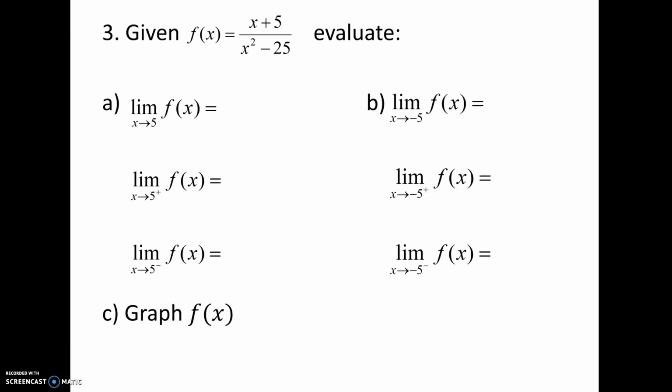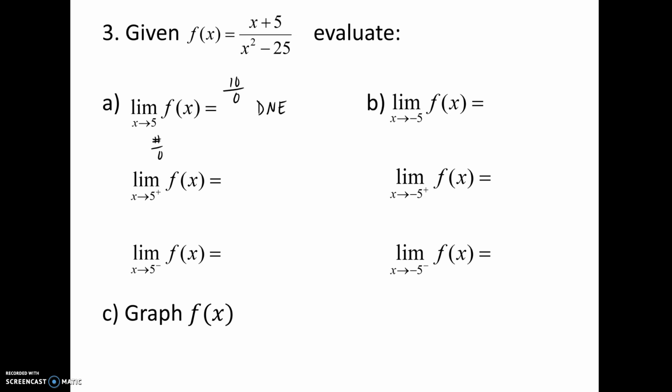Okay, given this function, evaluate all these limits. So x approaches 5, again, start with direct substitution. Direct substitution gives me 10 over 0. 5 plus 5 is 10, 25 minus 25 gives me 0. Number over 0 is not indeterminate form. Number over 0 automatically tells you that the limit does not exist. And we'll talk a lot about this throughout the chapter, but number over 0, I'm not allowed to divide by 0. So that y value just does not exist.